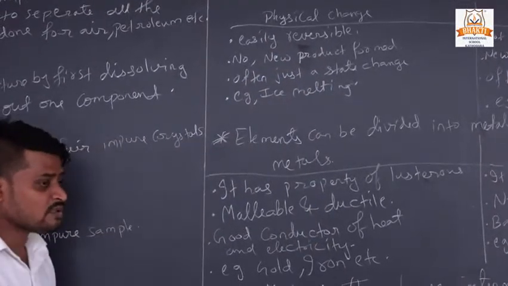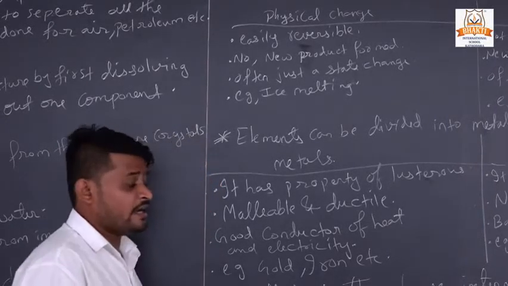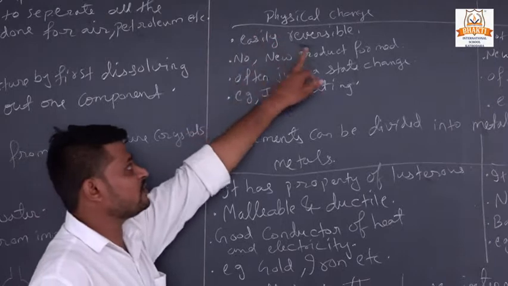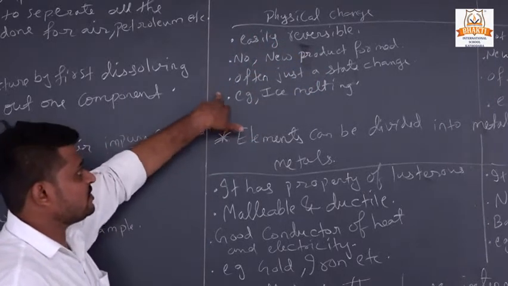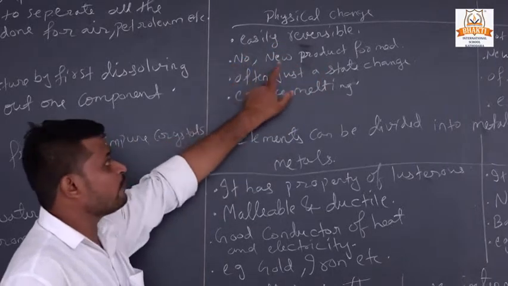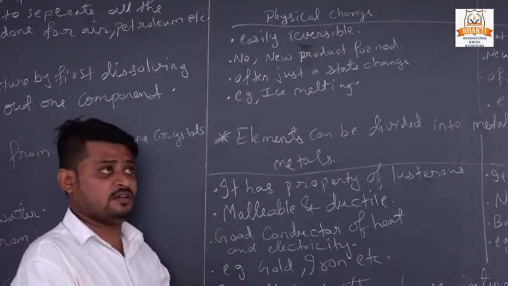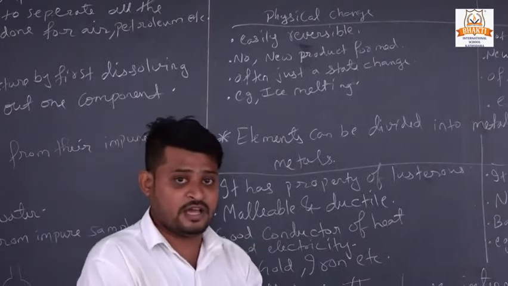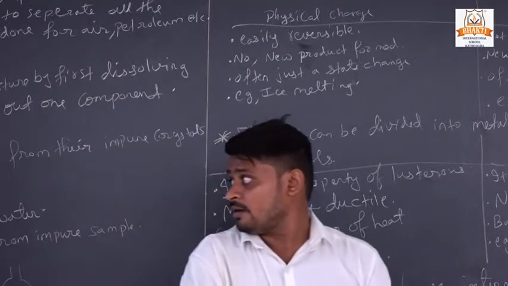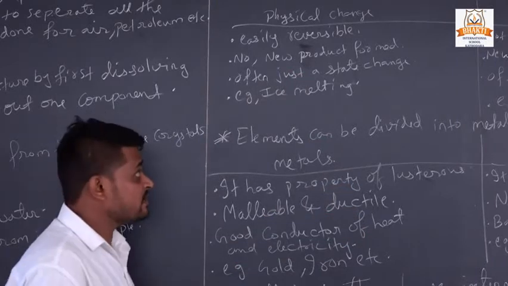When we react substances and no new product is formed, it is also called a physical change. So these are the properties of physical change: no new product is formed, often just a state change, only the state changes, like water to ice, ice to vapor, then vapor back to ice. These are examples of physical change.